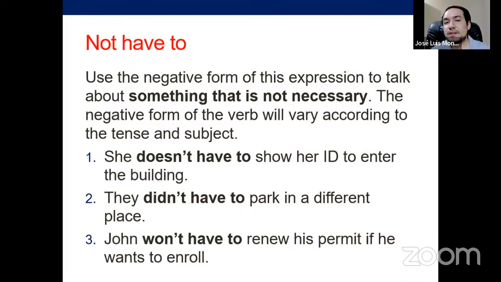Again, when "have to" is in the negative, it shows that something is not necessary. So in the future, that won't be a necessity, right? John won't have to renew his permit. That won't be a necessity for the future.